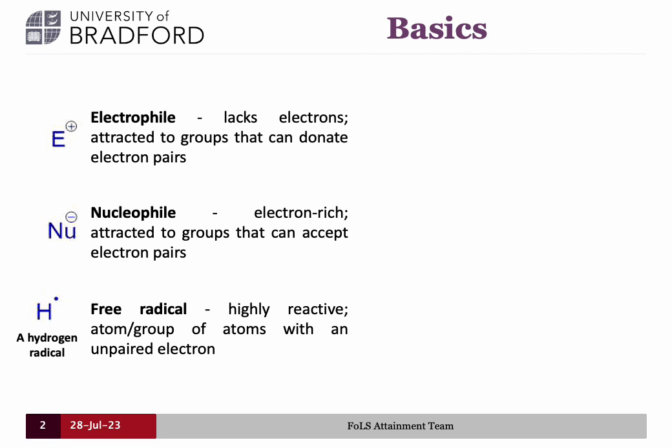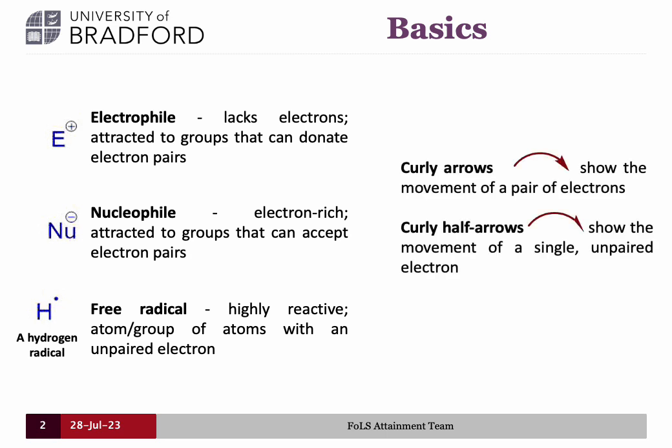The key to understanding mechanisms is to master the use of curly arrows. Curly arrows are used to show how the mechanism proceeds. Simply, they represent the movement of electrons in the breaking or forming of a covalent bond. So let's look at this in more detail.